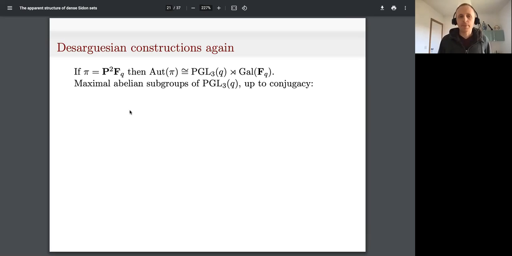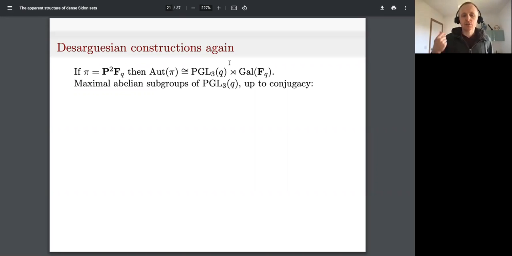And well, the automorphism group of this projective plane is isomorphic to PGL3Q, semi-direct product with the Galois group, but please just ignore the Galois group for now. It's not really important. So PGL3Q is the group of 3 by 3 matrices over FQ modulo scalars. So that's the projective plane we'll use.